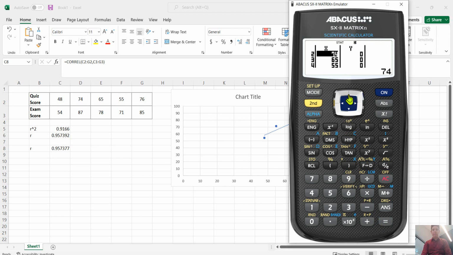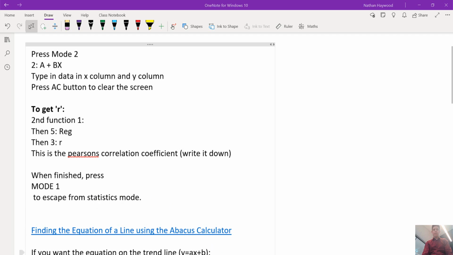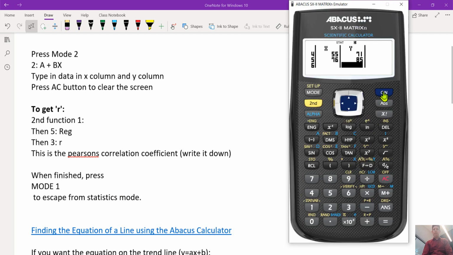87, 78, 71, 85. And then, so you've typed in the 10 values, 5 X's, 5 Y's. You then press on. So when you press on, there should be a stat. See the little stat at the top? Basically, that's saying you've got some stats in your calculator. You've got some numbers.